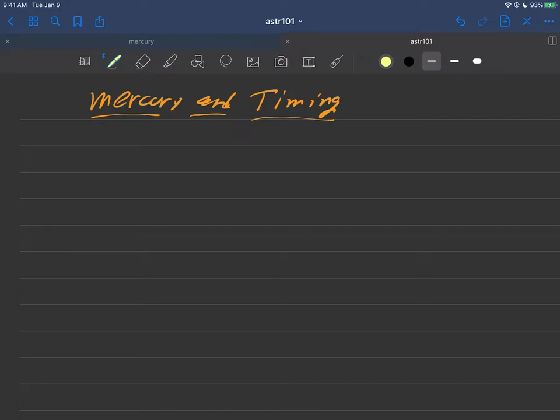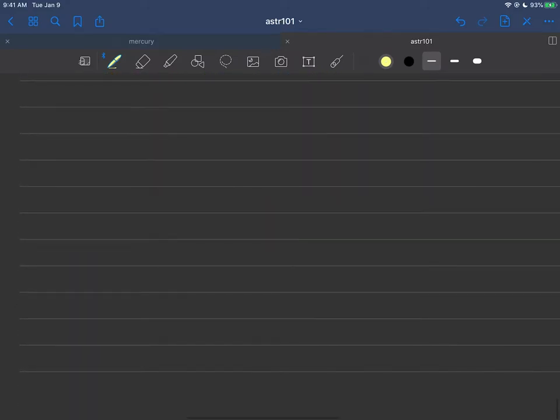Okay, so with all the past videos about the orbit, the rotation, sidereal, and solar timing, now we're ready to study Mercury and see some of the interesting things that it has going for it. So let's go ahead and draw Mercury in its orbit.